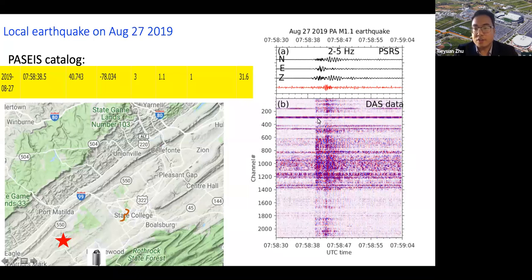DAS also registers earthquake signals. For example, this is a very local earthquake close to the campus. The DAS fiber registers this signal across all these 2,000 sensors, compared to the nearby seismic station.